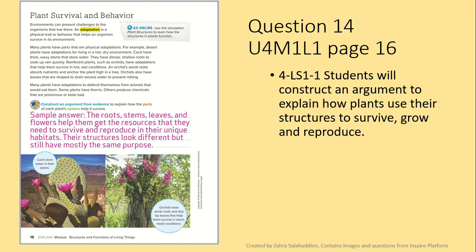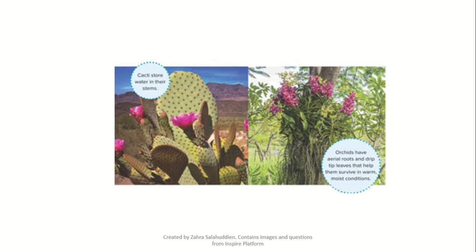The last thing we're going to talk about for structures and functions of plants is on page 16. There will be 1 question from this page, and there is a lot of information, but most of the information is about these 2 plants. So we will summarize using these 2 plants. The first point is the meaning of the word adaptation.